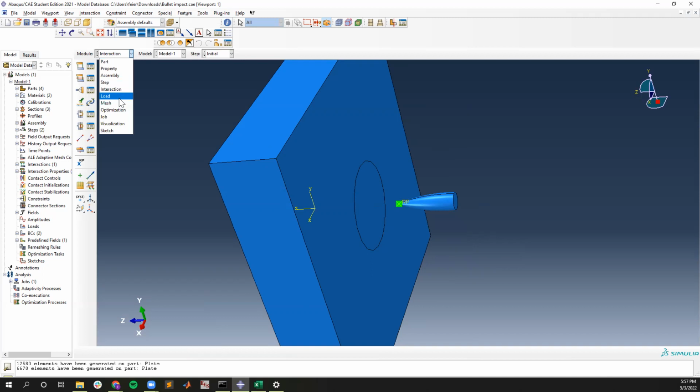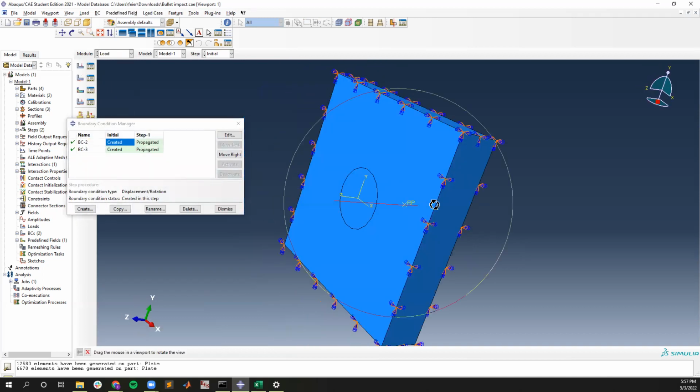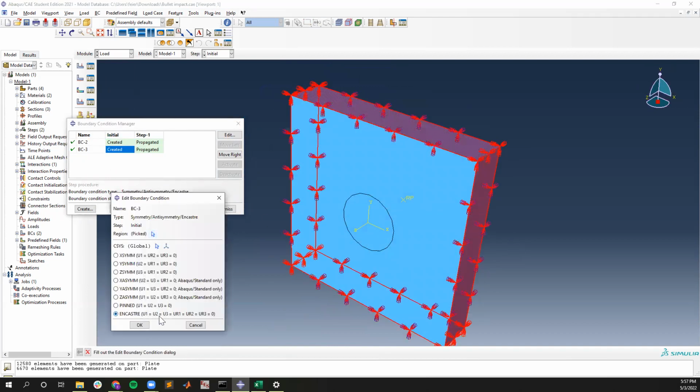Next, moving on to the boundary conditions in the load section. There are only 2 boundary conditions I actually needed for this model. Starting off with the encastre boundary condition, this essentially fixed the plate in place by allowing no translations and no rotations to occur. This is because in real life, the plate will be mounted and will not experience much deformation outside of the bullet hitting it.